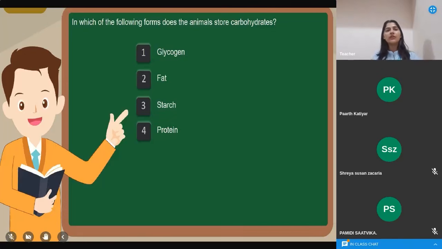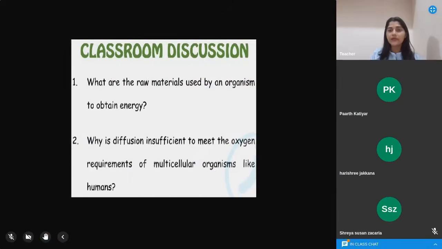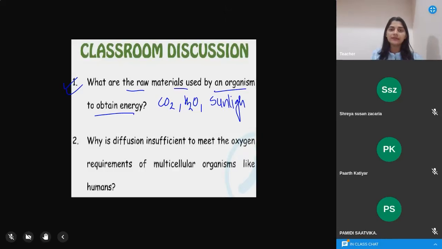Next, in which of the following forms does the animal store carbs? It will store it in the form of glycogen. And in the form of starch, who will store it? Plants. Very good. Now, a few subjective questions. Answer them also. What are the raw materials used by an organism to obtain energy? Basically, we are talking about plants: carbon dioxide, water, and sunlight. Very good.